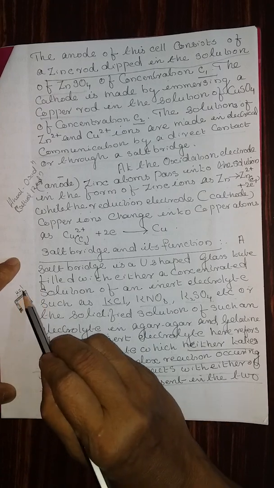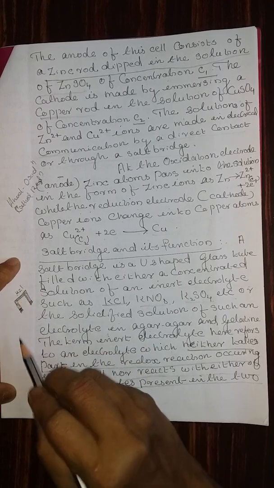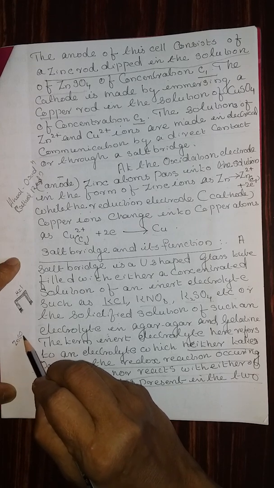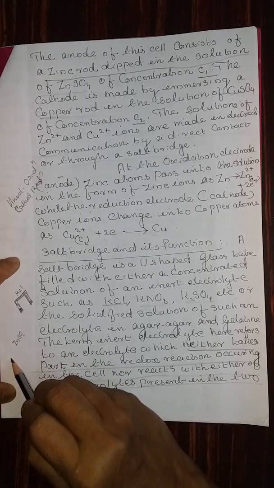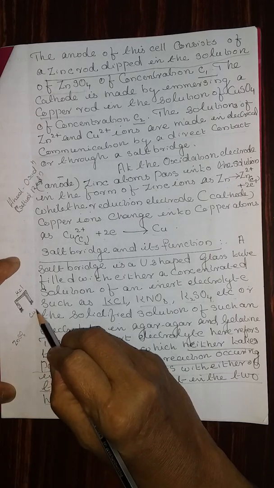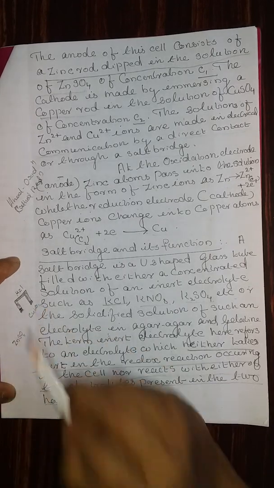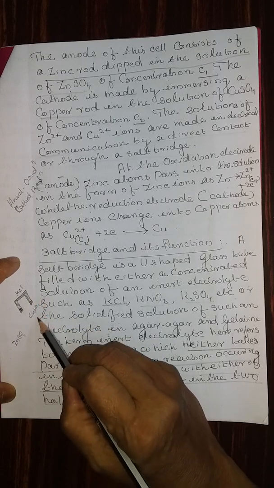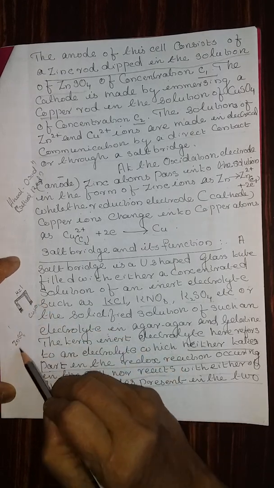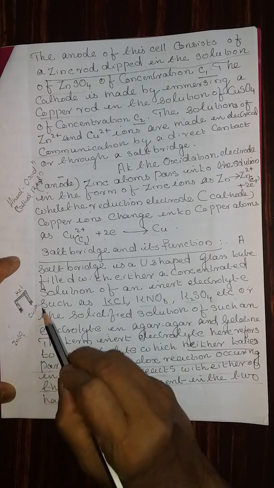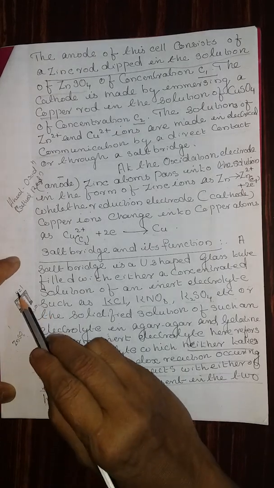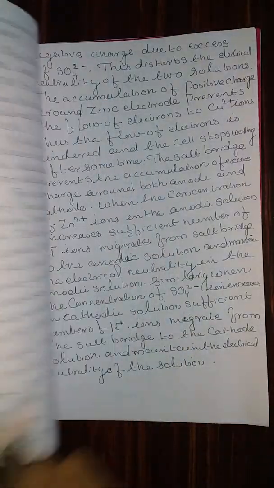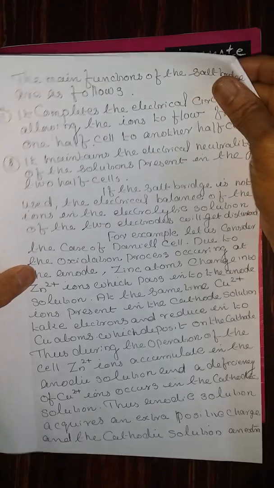For example, take potassium chloride. This potassium chloride neither takes part in the reaction of the electrolytes here, the zinc sulfate or the cupric sulfate solution, that is the copper electrode immersed in cupric sulfate or the zinc electrode immersed in zinc sulfate. These two solutions have nothing to do with this potassium chloride in the salt bridge. That is why it is called an inert electrolyte.